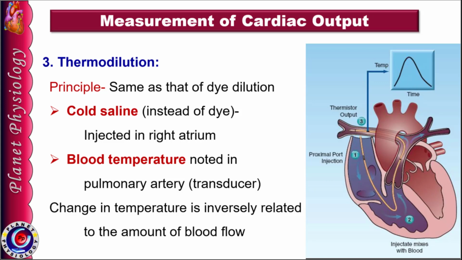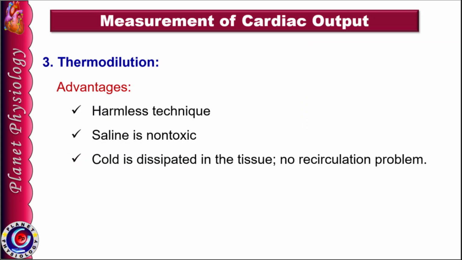Thermodilution method is a harmless method as no foreign substance is injected into the blood. Saline is non-toxic and heat dissipates in the tissue within a short time interval, and so there is no question of recirculation. Hence thermodilution method is preferred over dye dilution method.